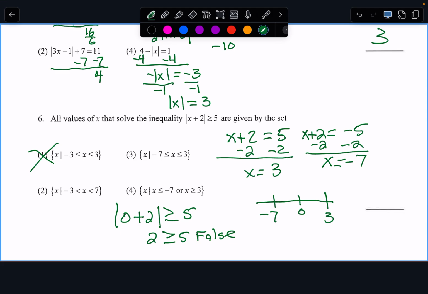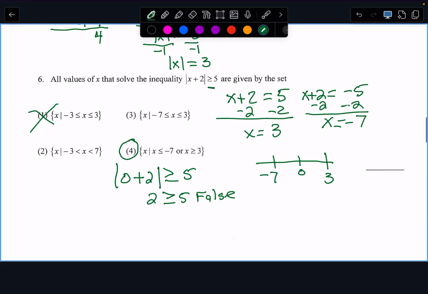Okay, so it can't be an and statement, it has to be an or statement. Which one has the right symbols, the greater than or equal to, and is an or statement, is 4. X is less than or equal to negative 7 or greater than or equal to 3.